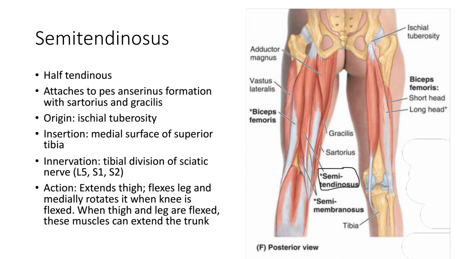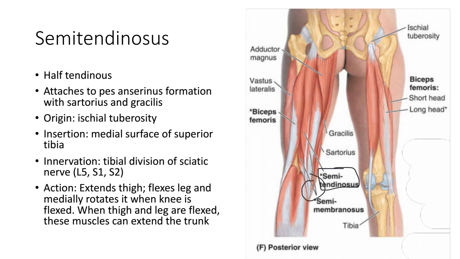The semitendinosus muscle is on top of the semimembranosus muscle, so it's more superficial. So semitendinosus, T for top, is on top of the semimembranosus muscle. The semitendinosus muscle is half tendinous, so half of it is muscle, half of it is tendon. It attaches to the pes anserinus formation with the sartorius and the gracilis muscles.